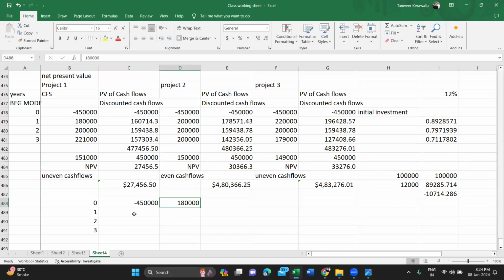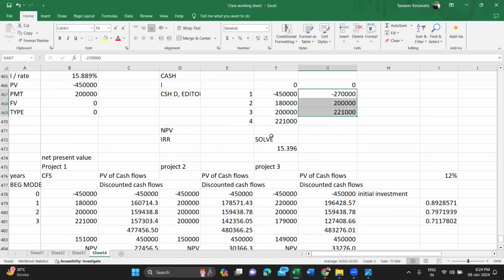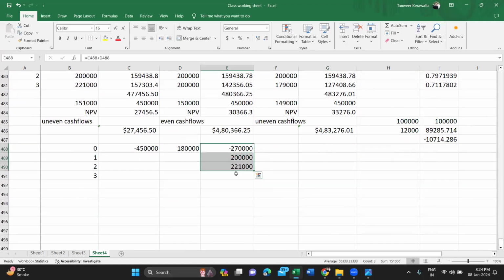Then next year we have 2 lakhs coming in, and then 2 lakh 21 coming in the third year, right? So this nets off to this plus this, 2 lakh 70 in the first year. Same way we had made the table here, we make the table again in the Excel sheet, and then we apply IRR.